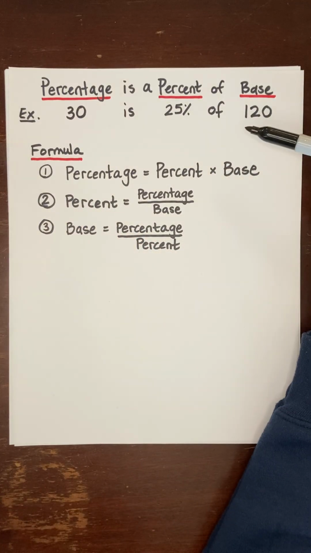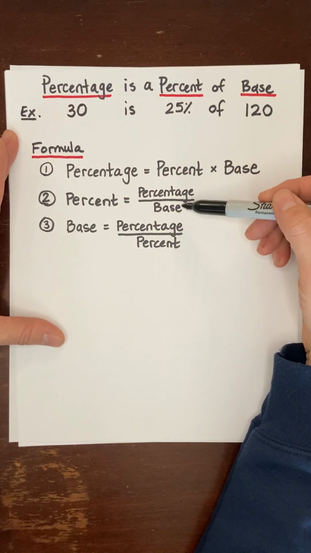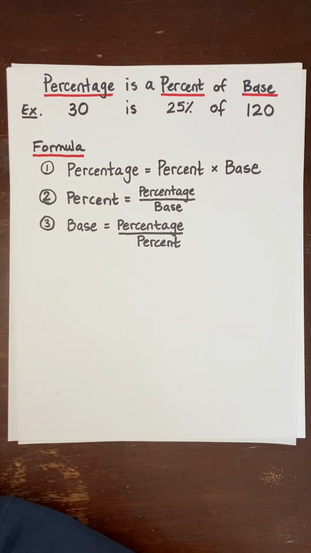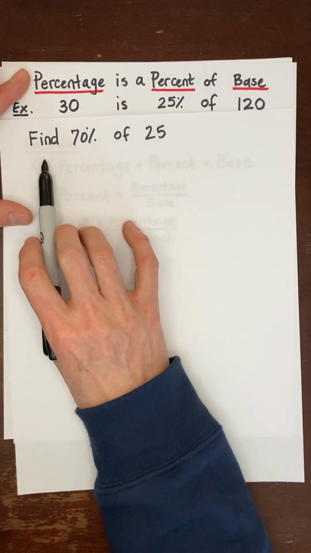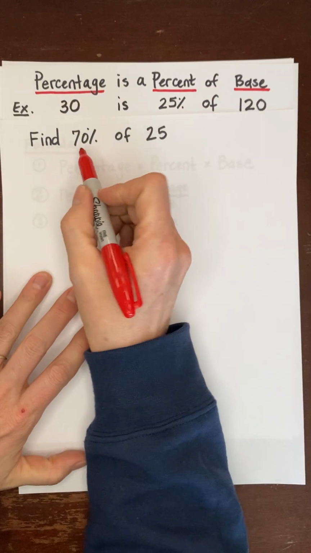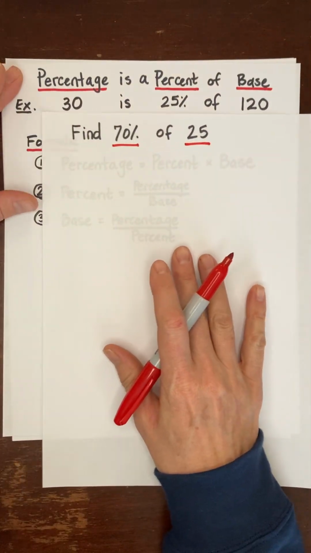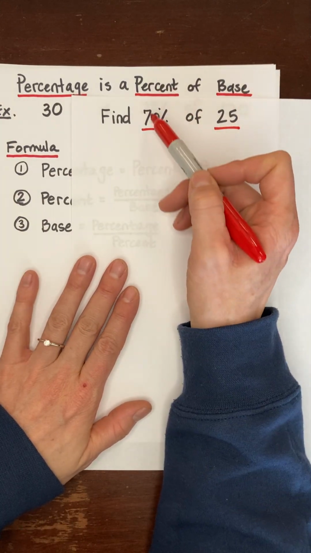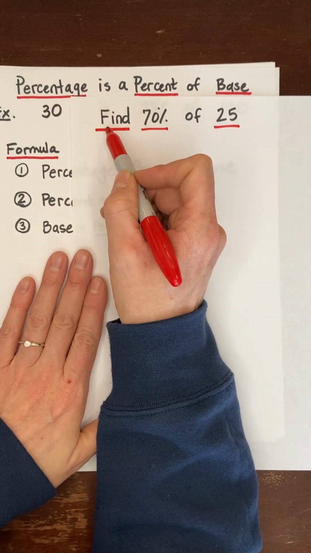So our job is to figure out which of those numbers is missing, and once we decide which number is missing, we use the formula for that number to solve for it and find out its value. So let's look at some examples. If we look at this first one, it says find 70% of 25. I've got 70%, I've got of 25. If I match this up with my sentence, you can see I have the base and the percent, but the thing I'm supposed to find, my percentage, is what's missing.